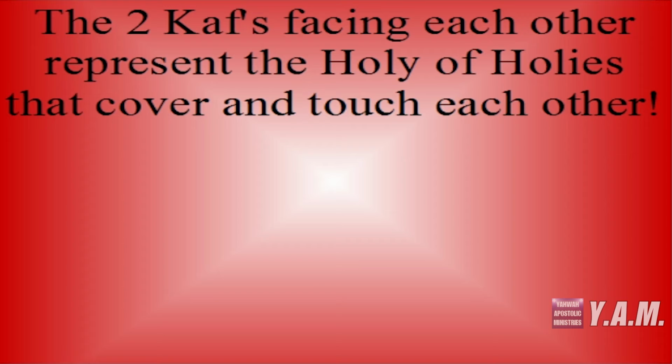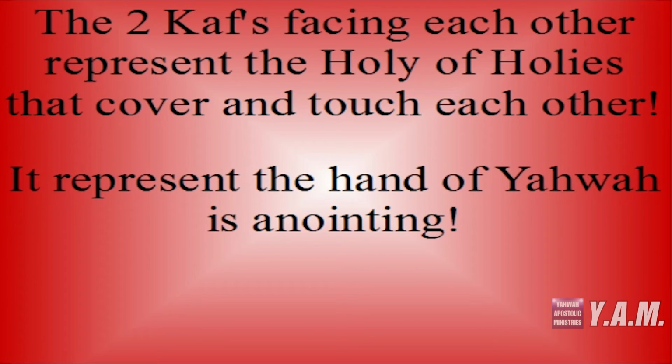And the two cherubs on the mercy seat, the wings touch each other. And Yahweh put it like that, purposely. That represents the hand of Yahweh anointing. Doesn't it say we're anointed to preach the gospel? We're anointed to preach the gospel to every creature. Yahweh has given us the power, the anointing, to preach the gospel to every creature. Amen. To go out and spread the word. The cherubs are in the letter kaf. We saw the Hebrew word for it.